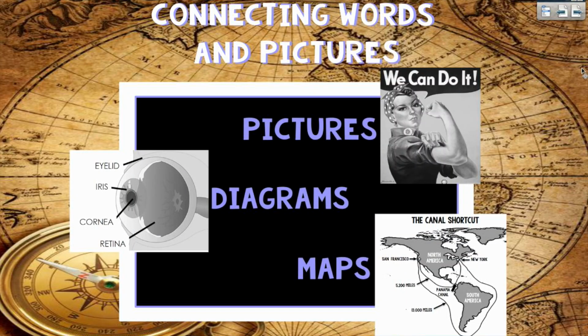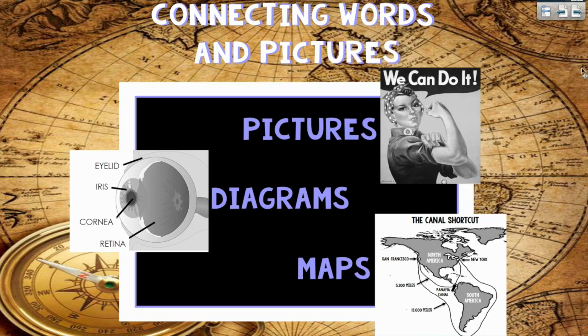Like I said before, today we're going to be talking about how we're going to connect words and pictures together whenever reading a nonfiction text. Whenever we are looking at any story, it's important to use not only the words in the story, but also the illustrations or pictures in the story to add more meaning to what we are reading.